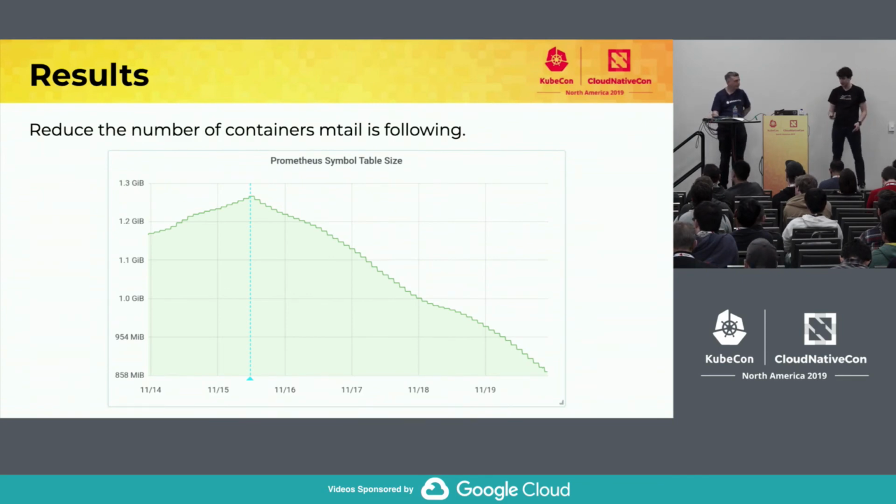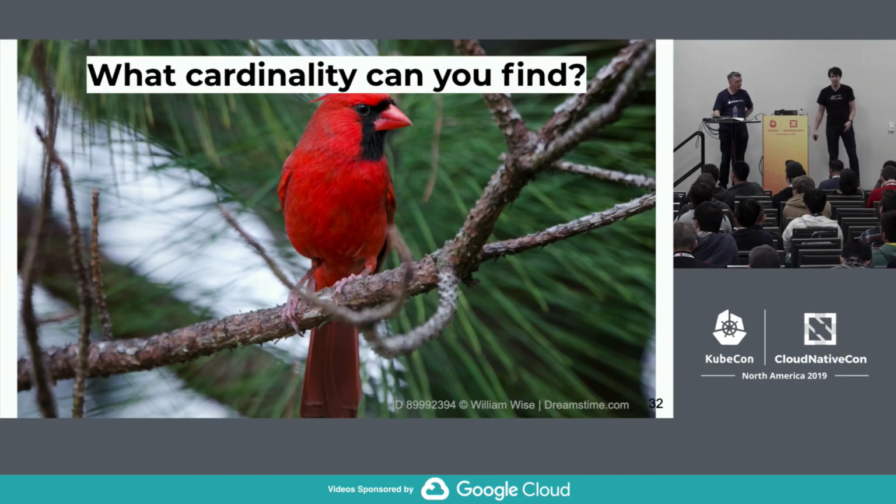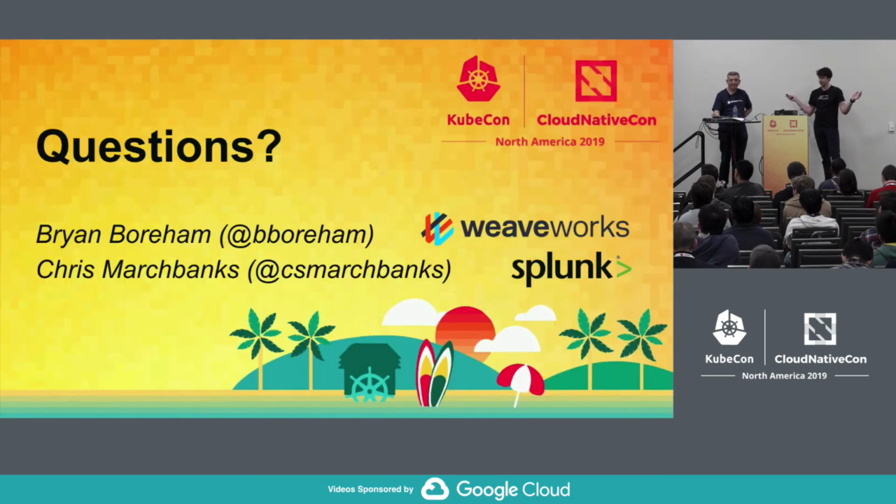So what I'd like to leave you with is, what cardinality can you find in your systems? Try out these tools. See what they look like. See what you can find. And when a cardinality disaster strikes you, you'll be better prepared to find the culprit. That's all. Thank you very, very much.